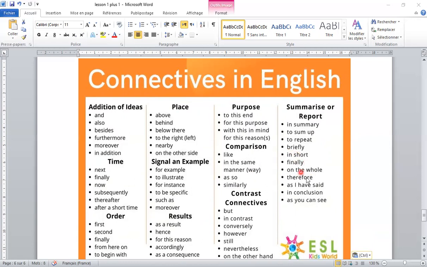finally, on the whole, therefore. What does it mean? To summarize means to sum up. It means in brief, you will tell the main idea briefly, in short. In summary means in short.